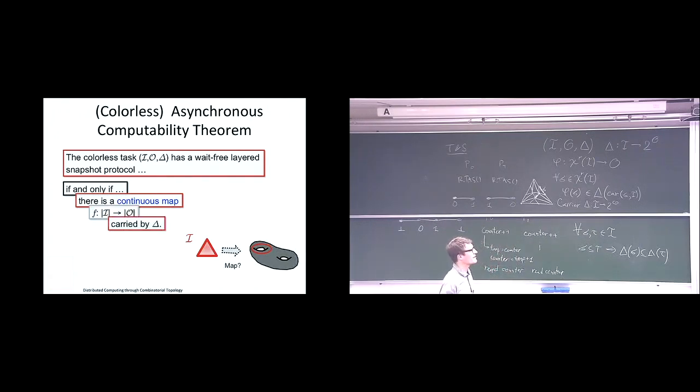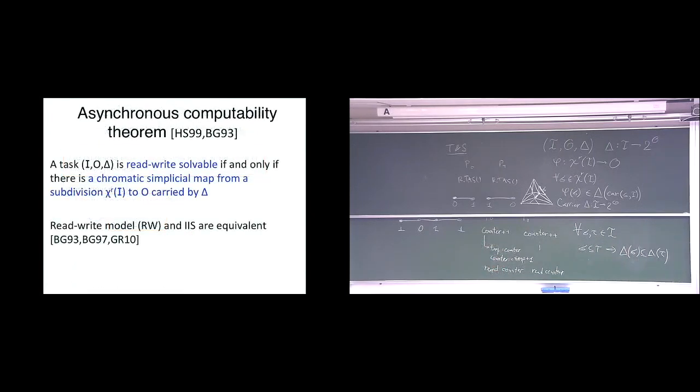So you say that the colorless task I, O, delta has a wait-free, well, layered here. I should have written iterated. I just borrowed the slide from the book, but I used the term iterated snapshot protocol, or read-write protocol. So the colorless task is read-write solvable if and only if there is a continuous map from the geometrical realization of the input complex to the geometrical realization of the output complex, again carried by delta. You can extend this notion of carried easily to continuous maps. This is not the point. The point is, you remember what I had before, a chromatic simplicial map from chi of R to O. And what I have now is something much, much simpler.